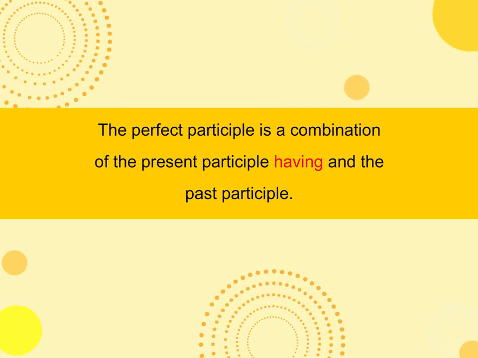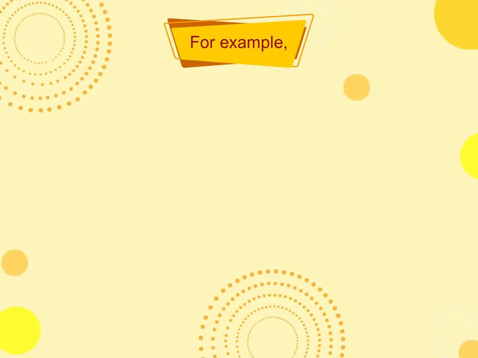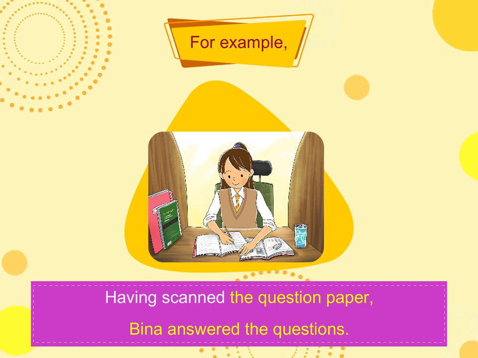Perfect participle. The perfect participle is a combination of the present participle, having, and the past participle. For example, having scanned the question paper, Beena answered the questions.